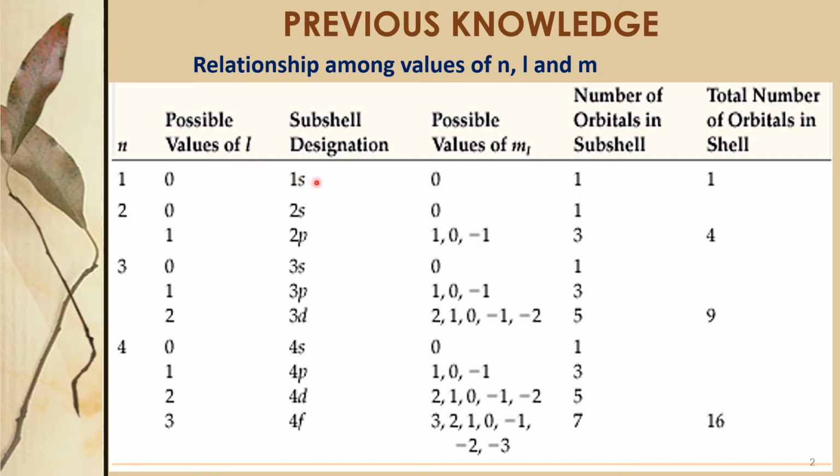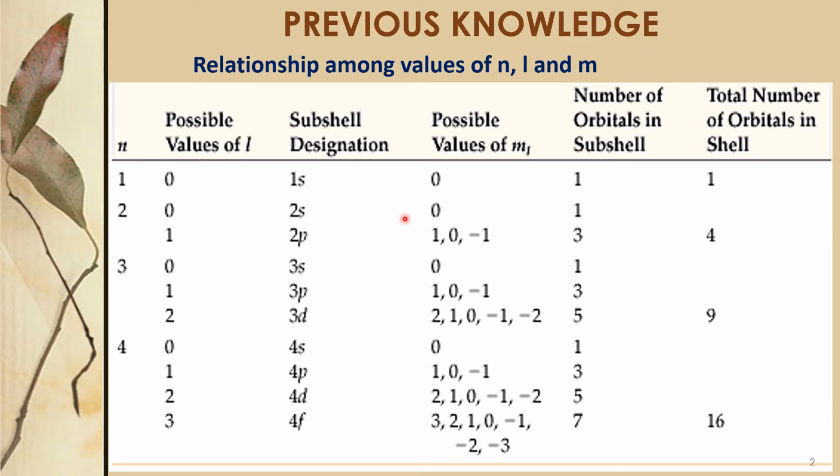Is there any further subshell in the 1s orbital? No, it is only one subshell. In that one subshell, it can take 2 electrons. So 1 into 2, the capacity of this is 2. Like that, when n equals 2, there are two possible values for l, 0 and 1. This is for s, this is for p. So this is 2s, this is 2p.